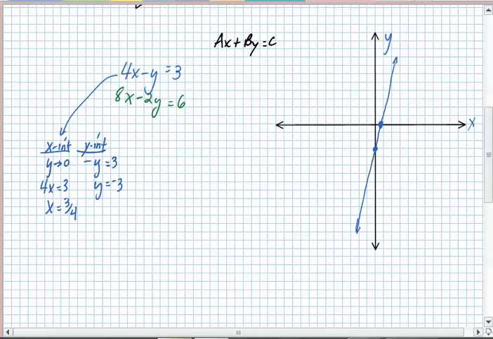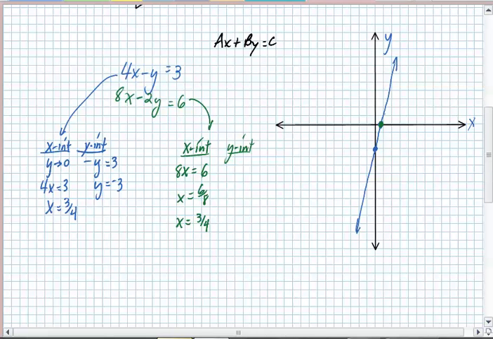Okay, now I'm going to do the green one in the same way. My x-intercept, my y-intercept. X-intercept is when you make the y a 0, so that would cause this to be this. X is equal to 6/8. Well, if I reduce that, divide by 2, I get 3/4. Oh, look at there. 3/4.